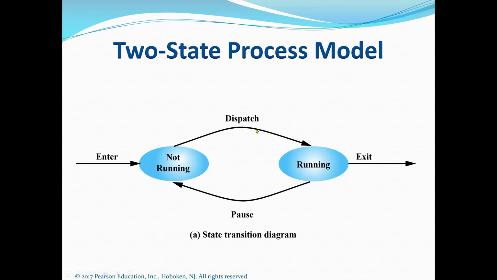So this is again the two-state process model. When a new process is to be added to those currently being managed, the operating system builds the data structures that are used to manage the process and also allocates address space in main memory to the process. Now, we describe this data structure in section 3.3. This action constitutes the creation of a new process.